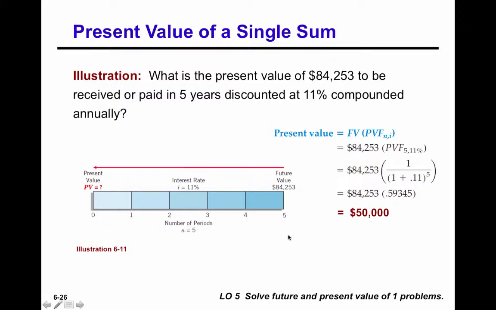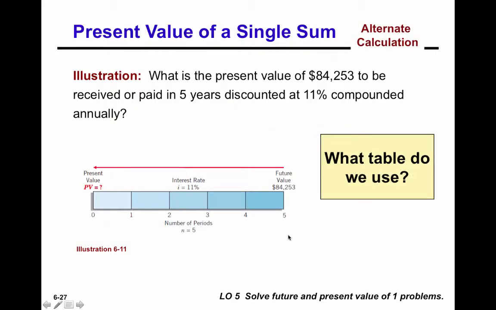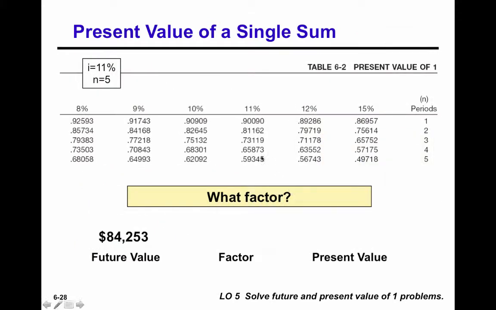Here's the computation then next with the table. Again, it's the same problem. Now you're looking at the table that reveals the present value of a single dollar. When you look at that table in the 11% column, in the 5-period line, you see the factor here, 0.59345. And of course, that's what we had before, and consequently, the arithmetic is precisely the same.